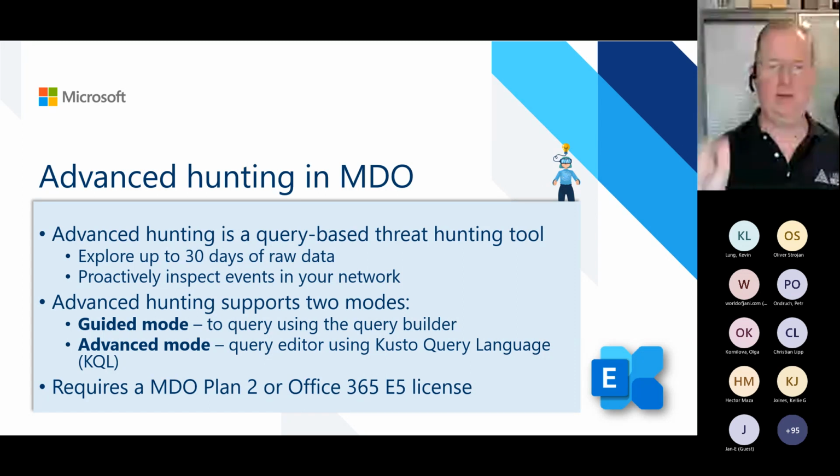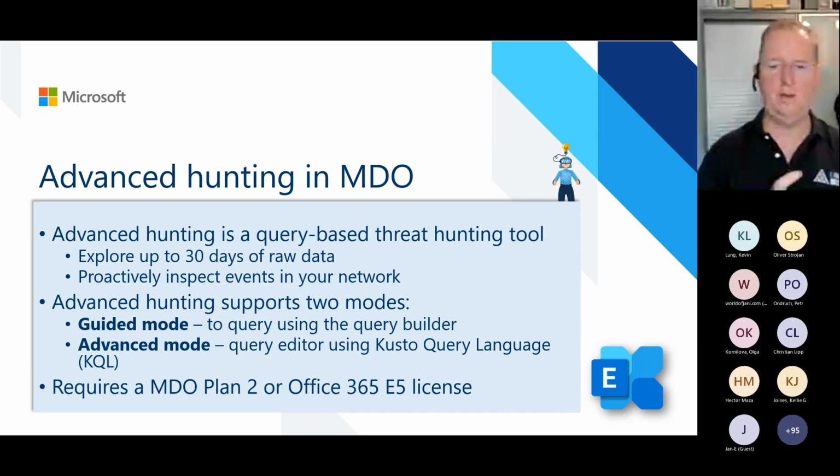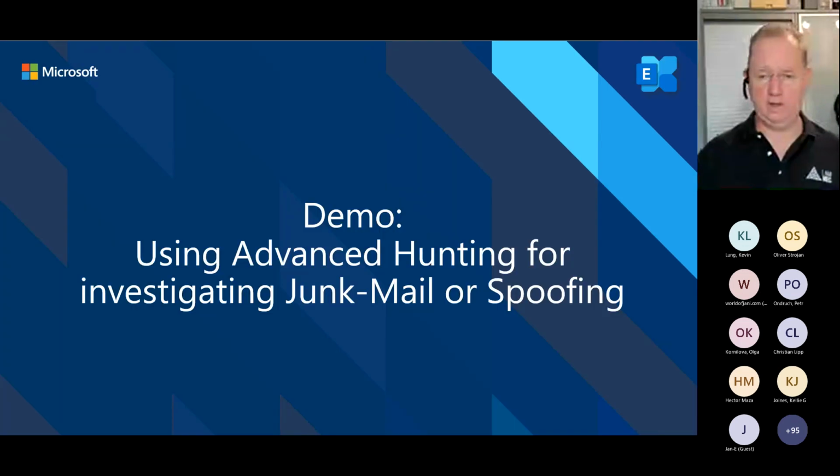So advanced hunting supports two modes. One is guided mode that I will show you, and one is a query editor. I love the query editor, of course. The guided mode is for beginners, but it's very easy to use, and I guess everybody can use it. You just have to know it's there and what to use it for. However, it's the most advanced tool in Microsoft Defender for Office 365, and for that reason, it requires a Plan 2 or an Office E5 license. So let's jump into advanced hunting.